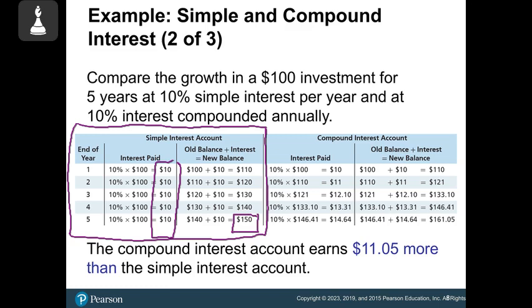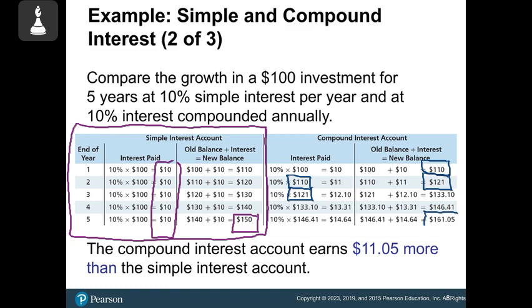Now, compound interest is a little different. It starts off the same, 10% of your balance, $10. You're going to add that and get a new balance of $110. That $110 is what you're going to use to calculate your next set of interest. So this time, the second year, I'm going to earn $11 in interest. Add that in. My new total is $121. My interest is now calculated on that value. So now I'm going to get $12.10. Add it in. Repeat this all the way through.